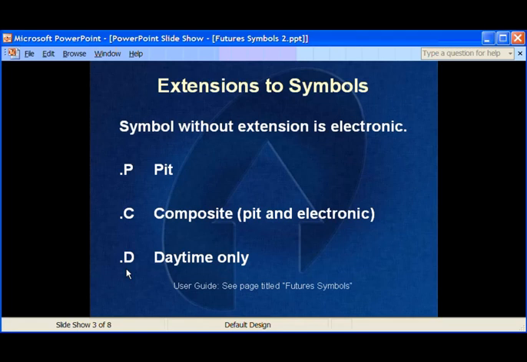For instance, if we look at the E-mini S&P, the ES symbol, and we use the .D, it'll only display 8:30 to 3:15 Central, the same hours the pit is open. Without the .D, the ES symbol is that full day and night session.